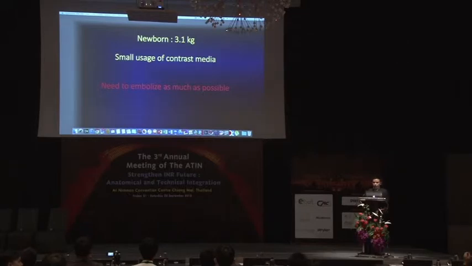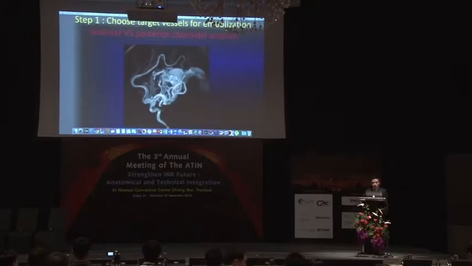Because the patient is a newborn with a low body weight of 3 kilograms, you have a limitation for using contrast media because you use just 15 cc for this angiogram, but you need to embolize as much as possible to decrease the symptom of the patient in cardiac failure. So in my practice, when I review the MRA, you see the anterior and posterior choroidal artery feeders, and you need to choose which vessel to embolize first.